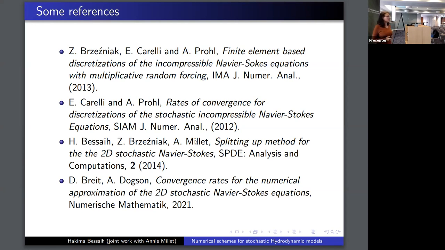Myself and Brzezniak and Nie, our first paper was using the splitting method for the Navier-Stokes with some rate of convergence in probability also. Brett and Dobson improved the result of Kareli-Hall, the second paper here, because the rate of convergence in probability was of order 1/4 in time. They tried to improve this rate of convergence to 1/2, with the same conditions. It's a little bit better rate, but the convergence is in probability. Okay?